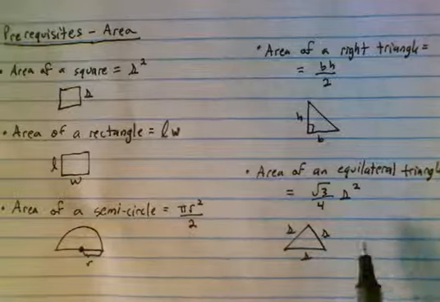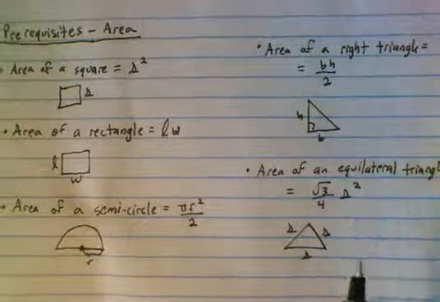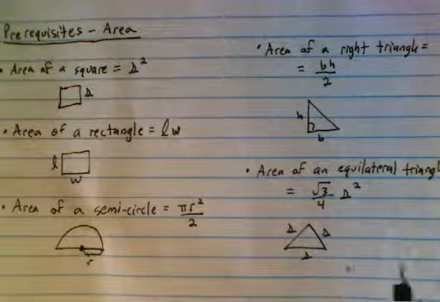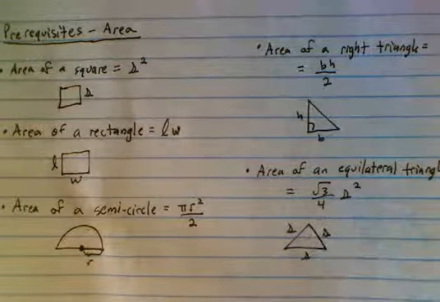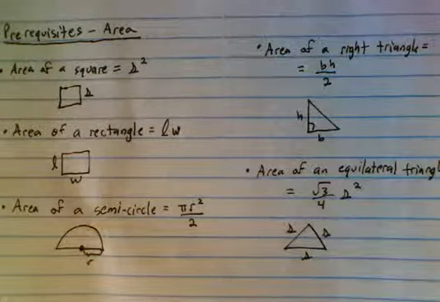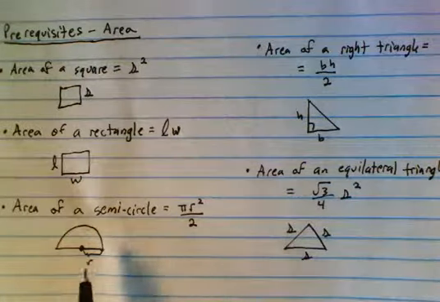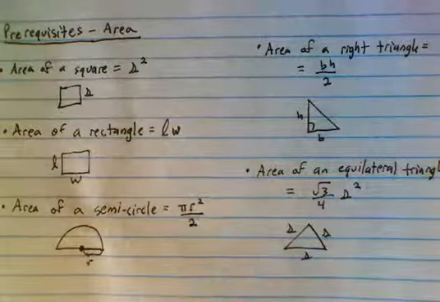The area of an equilateral triangle is probably new. There's a way to figure this one out just based on your other formulas, but it's a pain in the butt, so if you just go and memorize it, that's probably easiest. Area of a square we know, side squared. Area of a rectangle, length times width. Area of a semicircle, pi r squared over 2.